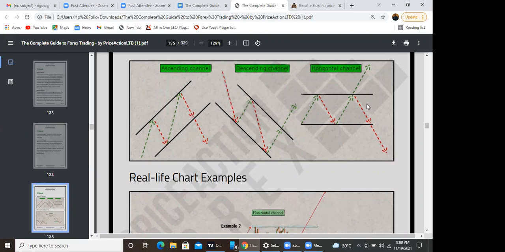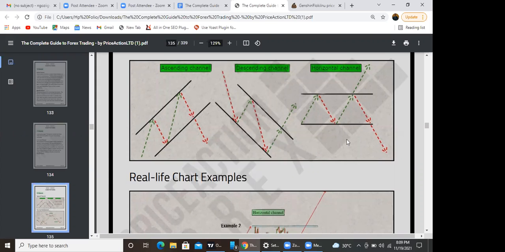We also have the horizontal channel, which is just horizontal parallel lines, giving support to the price movement and giving resistance to the price movement. So wherever the breakout occurs at this particular point is where you make your signal. It can break the resistance, it can break the support. If you break the support, it's a sell signal. If you break the resistance, it's a buy signal.